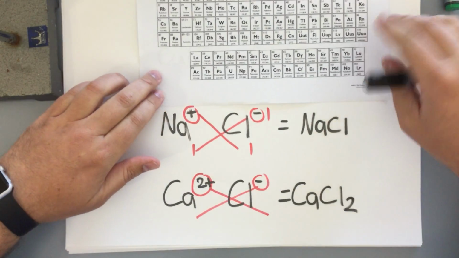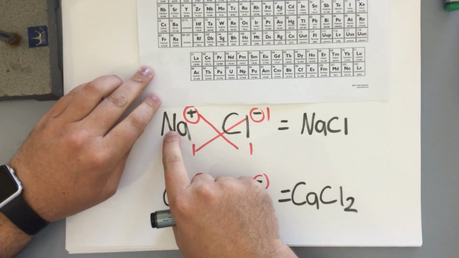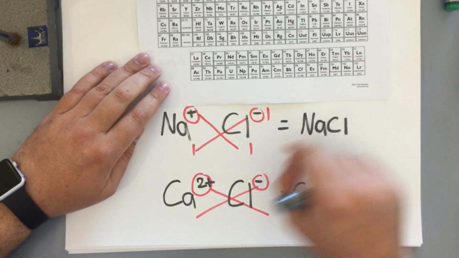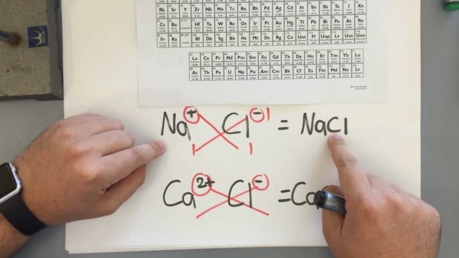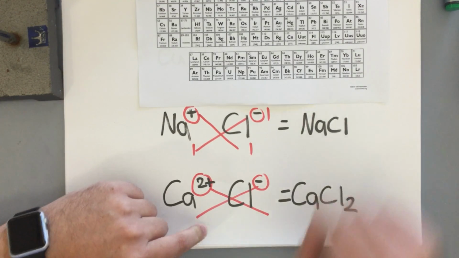Now just remember, when you are naming these, we do the metal name first, sodium, and the non-metal name we put an IDE at the end, ide. So it becomes sodium chloride, calcium chloride. Good. Let's look at one more.